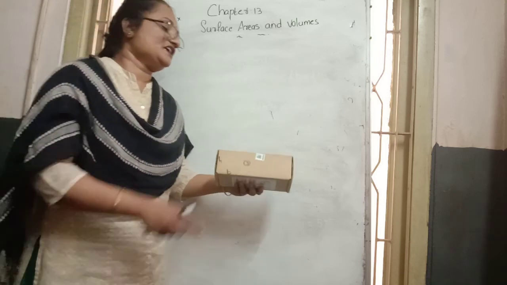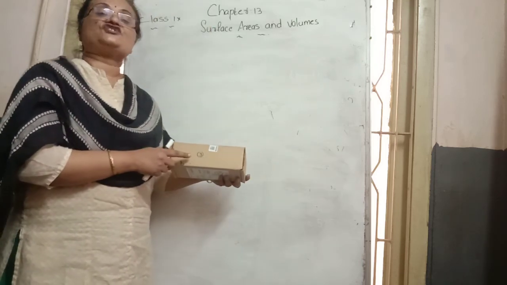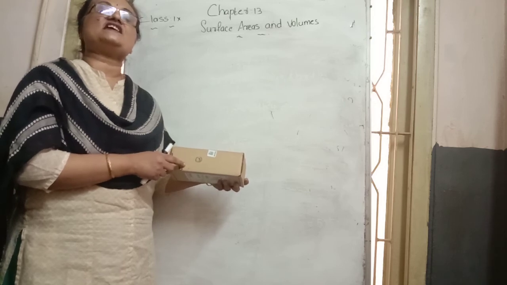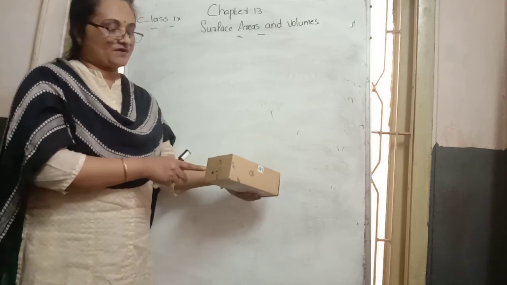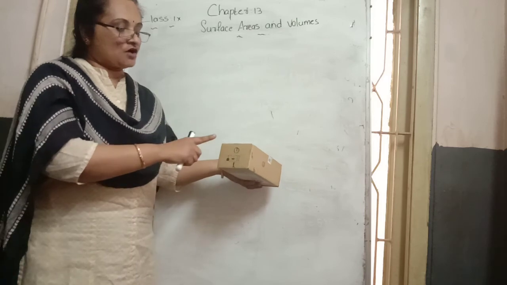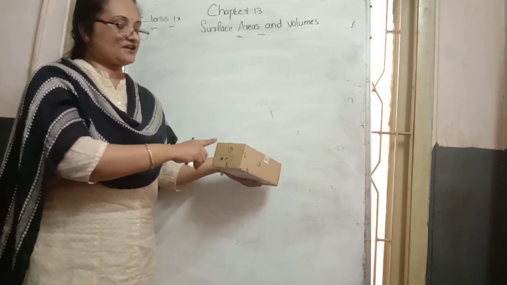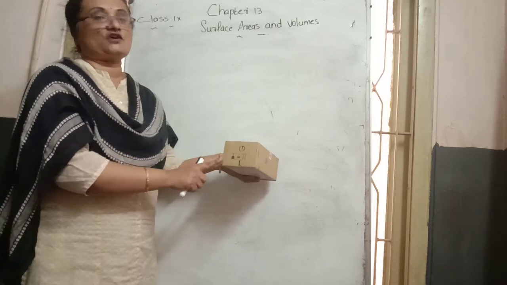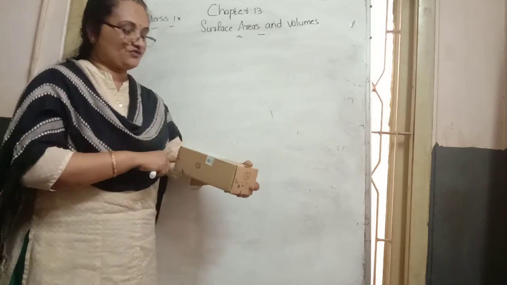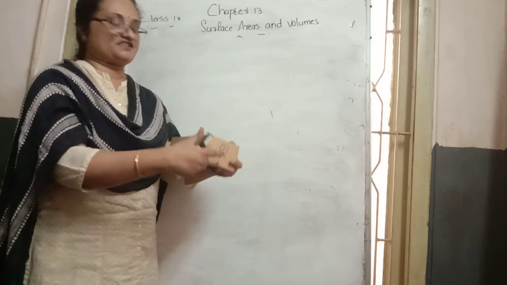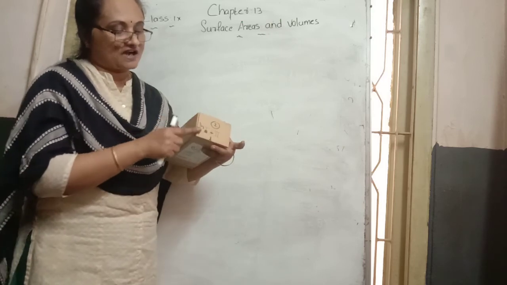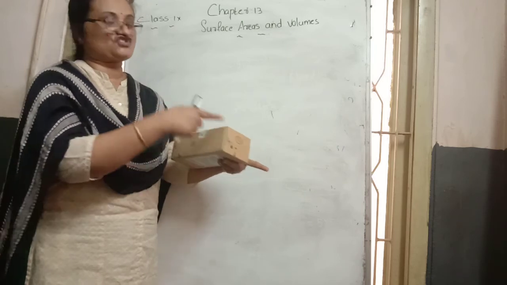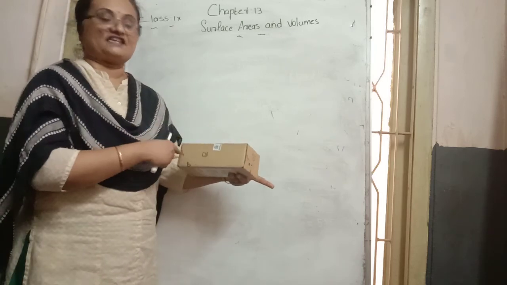Then how many edges does it have? Edges means a line segment; we call it an edge. See, with respect to the first face, how many edge line segments are there? 1, 2, 3, 4. Same for the opposite. The first face is opposite to the second face. Then 4, 5, 6, 7, 8. So the first and second faces have 8.